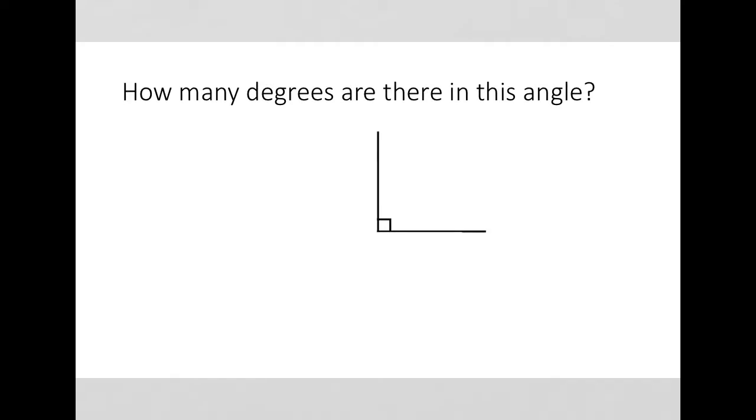So, how many degrees are in this angle? Well, that is a right angle, which means that is a 90-degree angle. Okay, that's not too fancy right there. I could draw a triangle, and now I have a right triangle, and that's kind of cool.